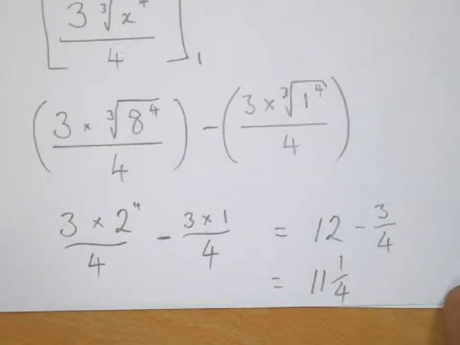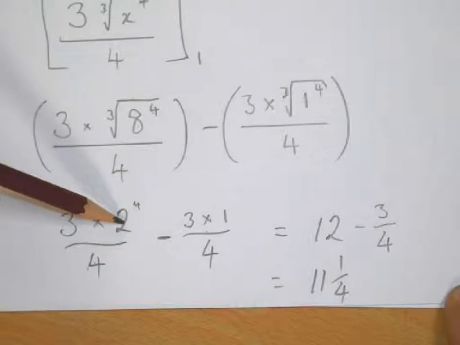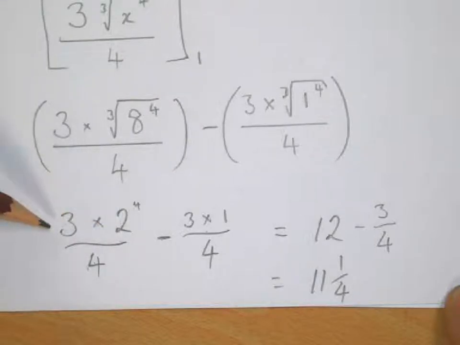Okay, so I'll just go through how I got that again. Instead of first of all multiplying 3 times 16, I did that there is 16. 16 divided by 4 is 4, and then 4 times 3 is 12, and then I took away the 3 quarters. So there you go, that's how you work out that definite integral.